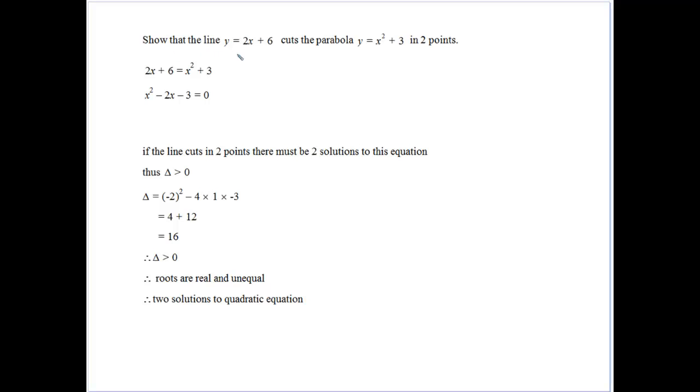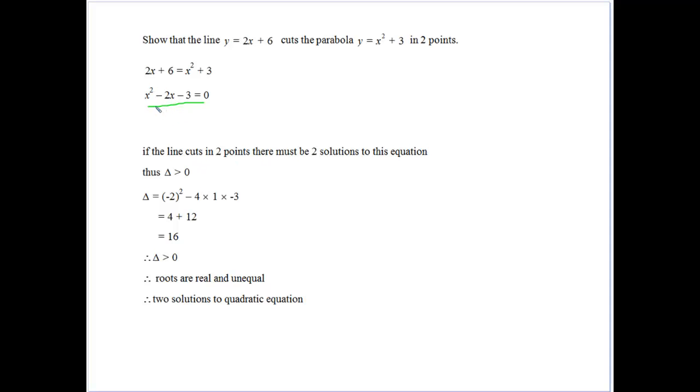This time we want to show that this line cuts that parabola in 2 points. If we're going to find the values of x, and it just doesn't say find the values of x, which we could, but we don't. We can do it without doing that. What we do is we solve them simultaneously, both equal to y, so we make them equal to each other. We get a quadratic there. And we make this statement: if the line cuts in 2 points, what we get is 2 different values of x to that equation.